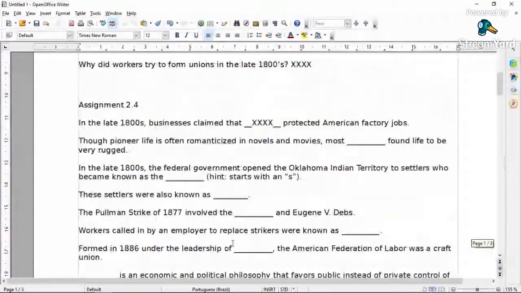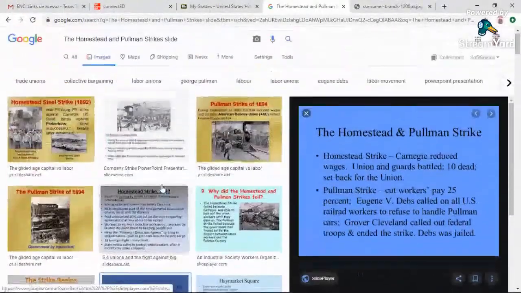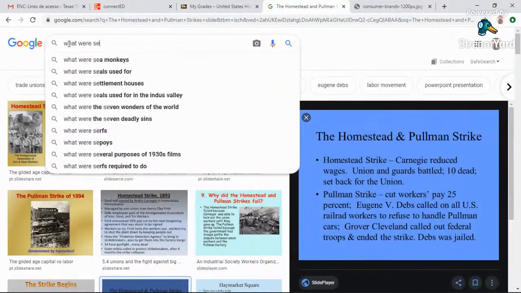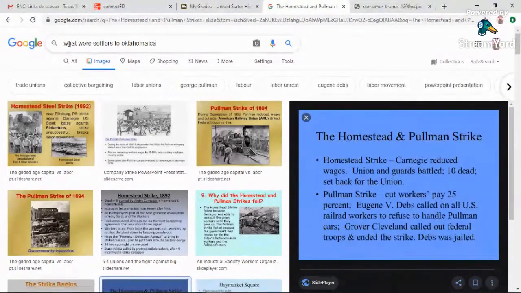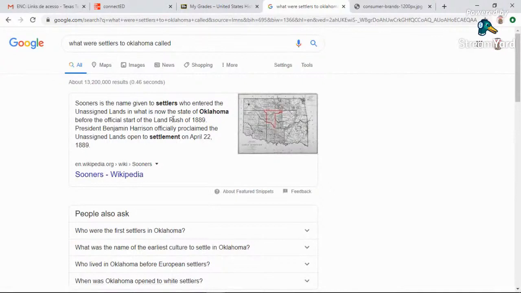So you take parts of the question and go on Google and try to find it. For example, in the late 1800s, the federal government opened the Oklahoma Indian Territory to settlers who became known as the... So then you have to do a little bit of research, kind of like with the document assignment. So what were settlers to Oklahoma called? And then you will get your answer, okay? And it's right there, okay?